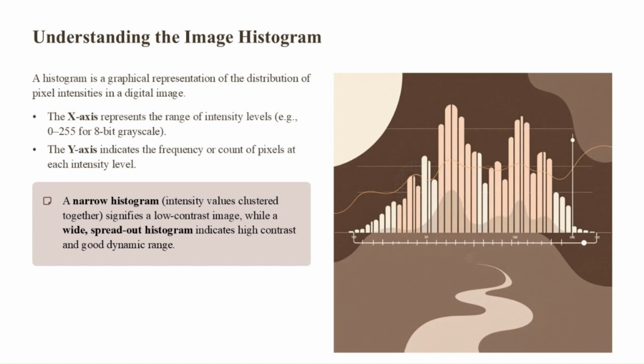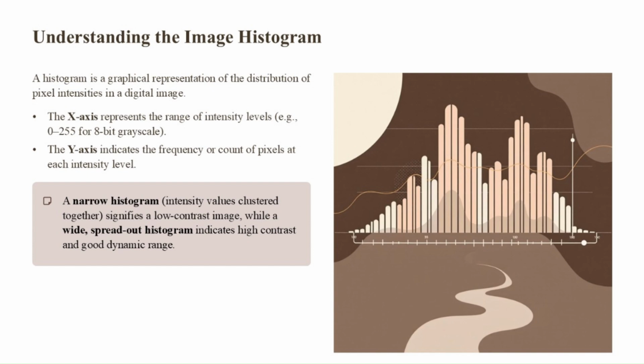Before understanding equalization, we must know what a histogram is. A histogram is a graph that shows how the pixel intensities are distributed in an image. On the x-axis, we have intensity levels ranging from 0 to 255, where 0 represents black and 255 represents white. On the y-axis, we have the number of pixels corresponding to each intensity level.